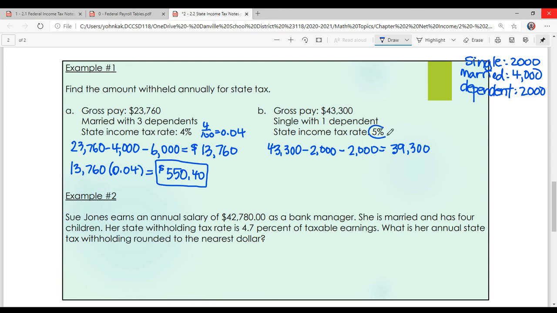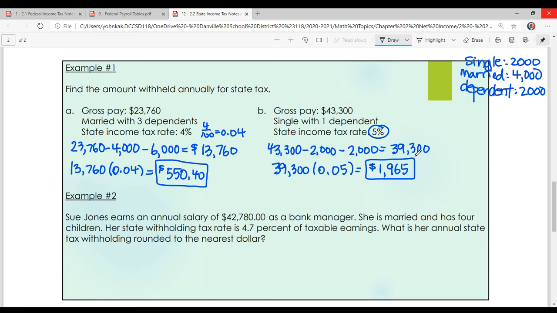So now I'm going to use the 5%. $39,300 times 5% as a decimal is 0.05. So if I multiply that, I get $1,965. So the state will take throughout the course of the year $1,965.